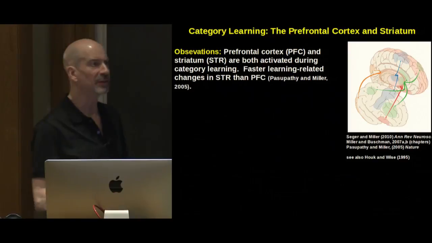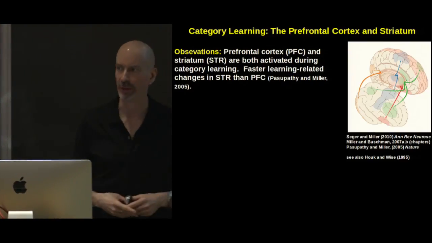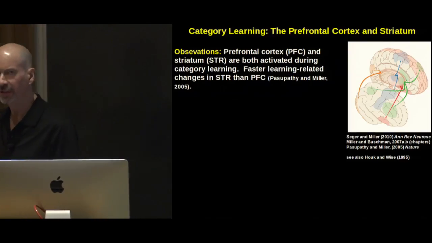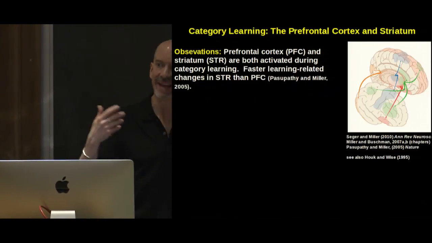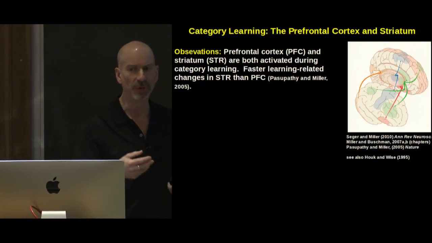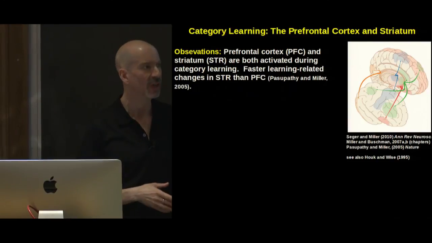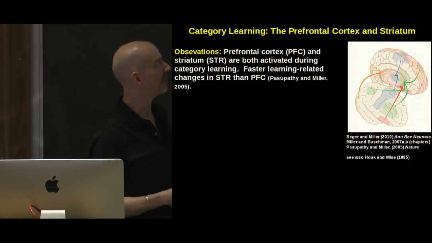We have a long-standing interest in my laboratory in category learning. We have a number of experiments showing that if you train monkeys properly, they can learn to categorize all sorts of things, cats and dogs. We train them to recognize small numbers. We train them on concepts like same versus different.